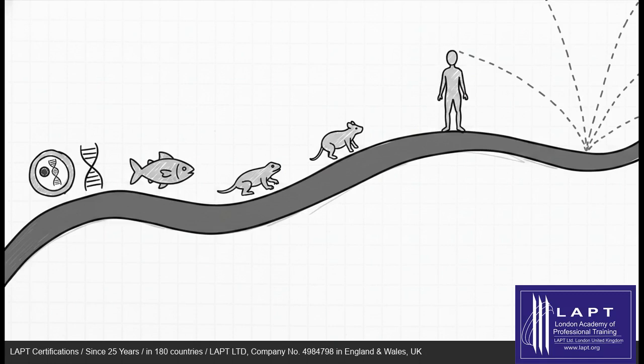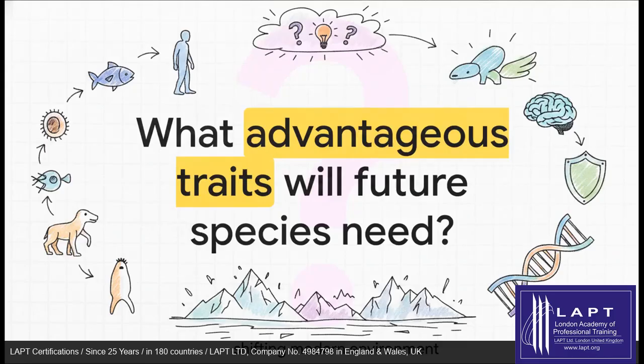We're just the current snapshot of an intricate process driven by natural selection acting on genetic variations over millions of years. But remember, our world is constantly changing. So I want to leave you with a question to ponder about the future of adaptation. In this rapidly shifting modern environment, what new advantageous traits might future species need to survive the next evolutionary chapter?